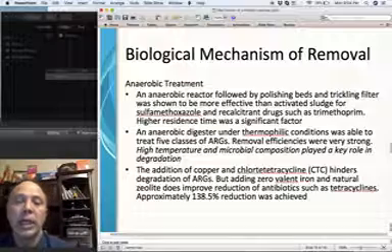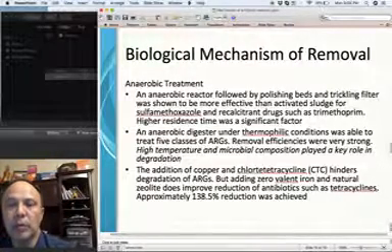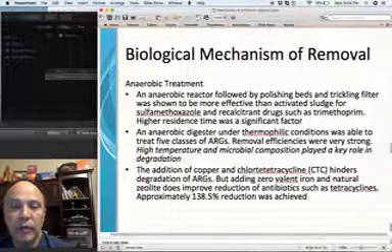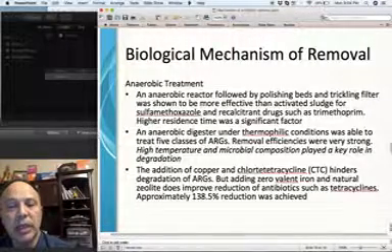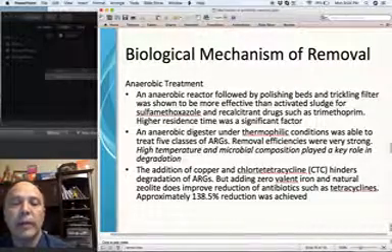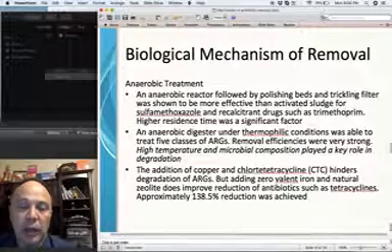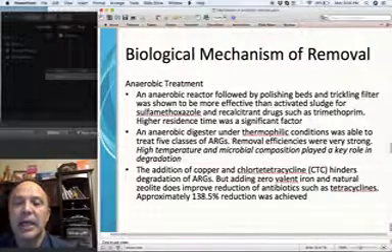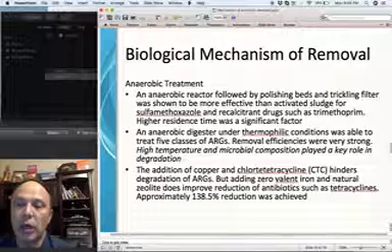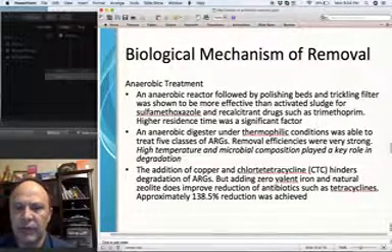Now going to anaerobic treatment. So for an anaerobic reactor that was followed by polishing baths and trickling filters, this was shown to be very effective and better than activated sludge for treating sulfamethoxazole and recalcitrant drugs such as trimethoprim. And higher residence time was a significant factor.